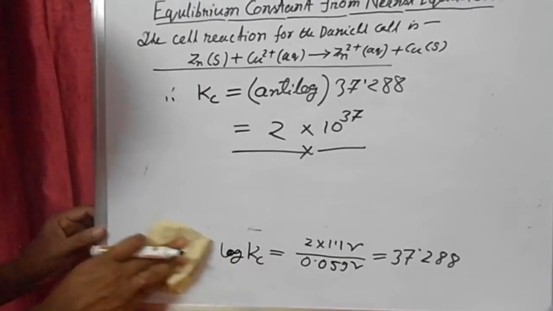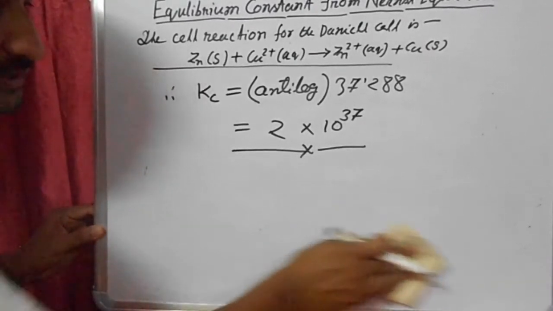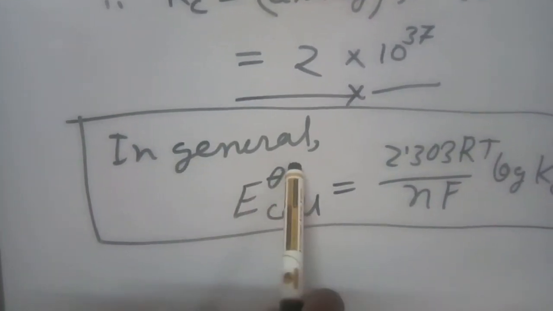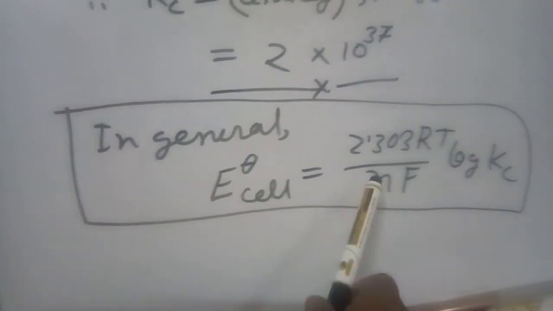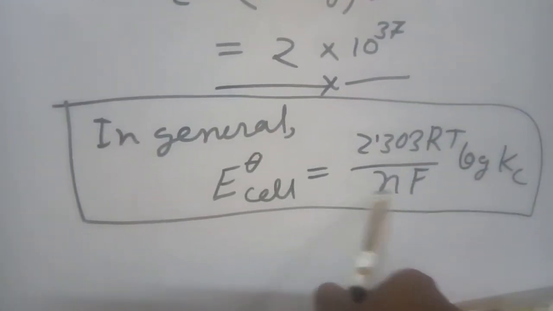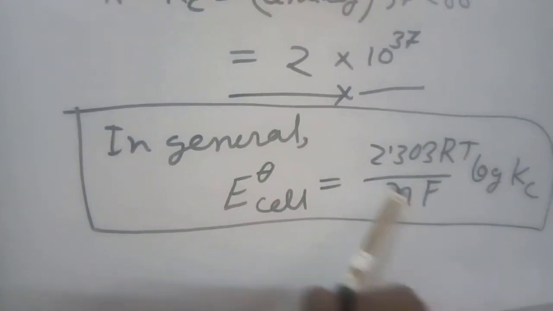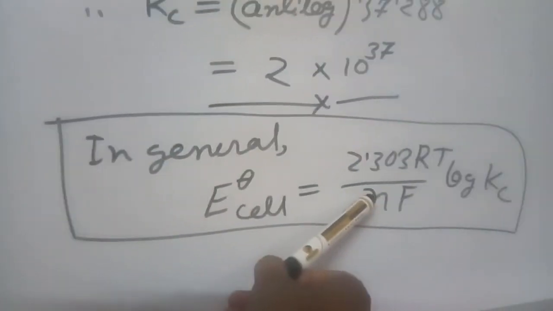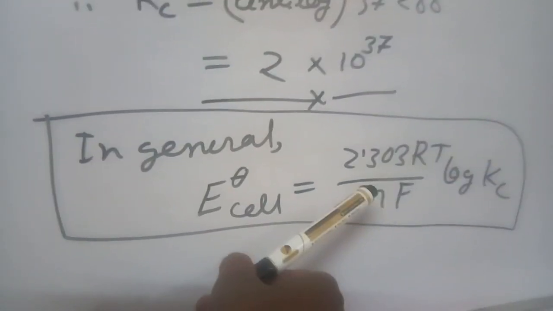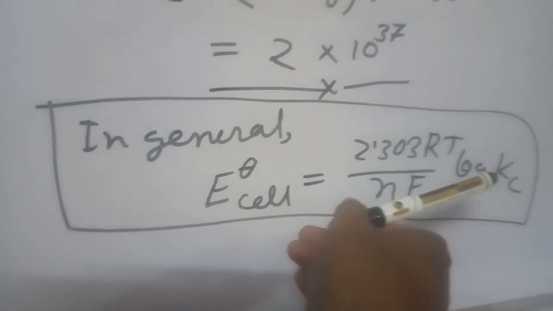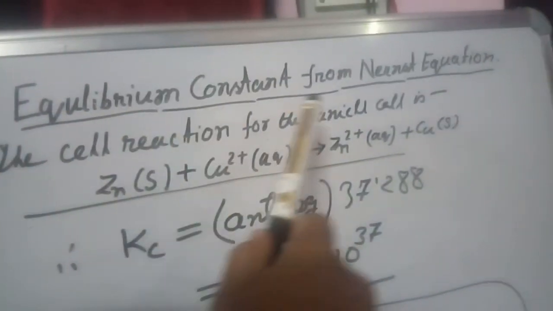So like that we can find the equilibrium constant for a particular cell. In general, for any kind of electrochemical cell, E standard cell will be equal to 2.303 RT by nF log of Kc. In the case of the Daniell cell, the n value is 2, and for any other electrochemical cell we will get a particular n value, and accordingly we can find the Kc. So this is the equilibrium constant from the Nernst equation. This is for today. Thank you.